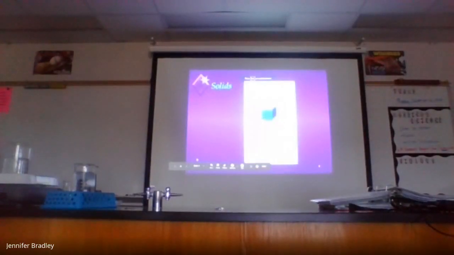All right, solids. Solids hold their shape. They have definite volume and definite shape. However, the particles in a solid are still moving. They just don't change positions, right? So we think of them more as vibrating in place, right? Because they're still in motion. They're just not changing positions.